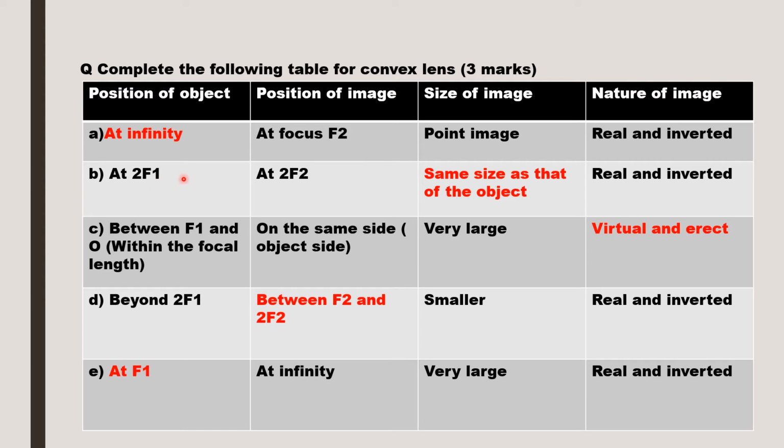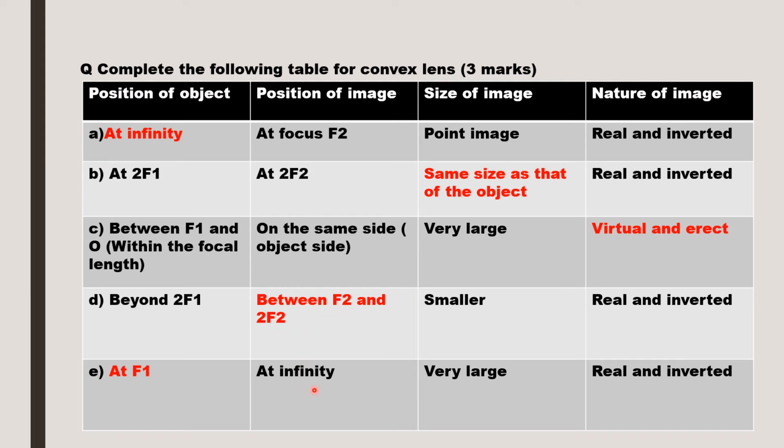If the object is at 2f1, position of image is at 2f2 and a real and inverted image is formed, then in that case the size of the image is same as the size of the object. If the object is kept between f1 and optical center, that is within the focal length of the lens, and the image is formed on the same side of the lens as the object, the image is very large in size, then the nature of the image is virtual and erect. When the object is kept beyond 2f1, smaller size of the image is obtained, the image is real and inverted, then in that case the image is formed between f2 and 2f2.